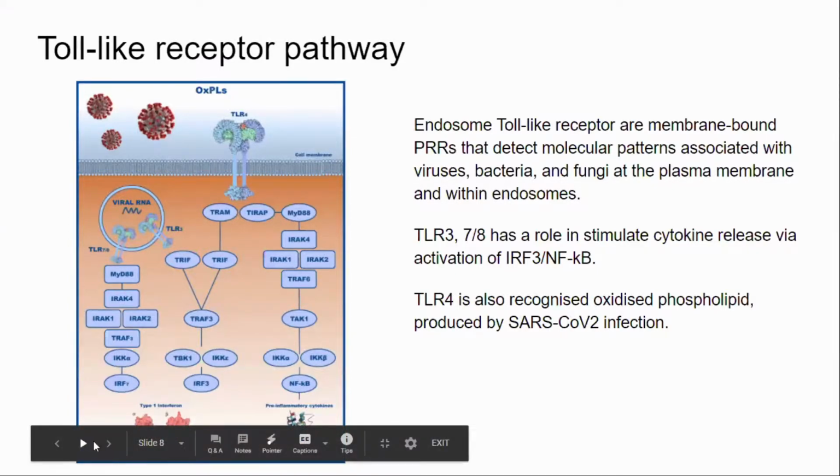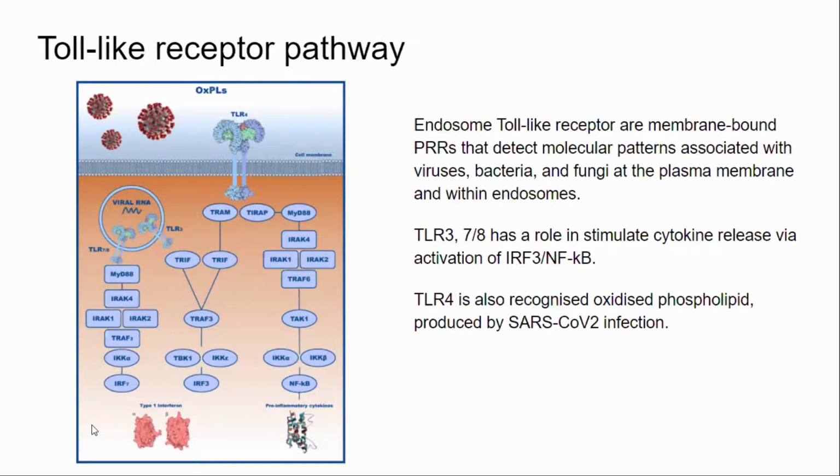For the toll-like receptor pathway, which is one of the PRR molecules, toll-like receptors 3, 7 and 8 play a role in stimulating type 1 interferon release via activating IRF3 and NF-kappa B. And toll-like receptor 4 recognizes the oxidized phospholipid produced by the SARS-CoV-2 infection, which activates the pro-inflammatory cytokine release.